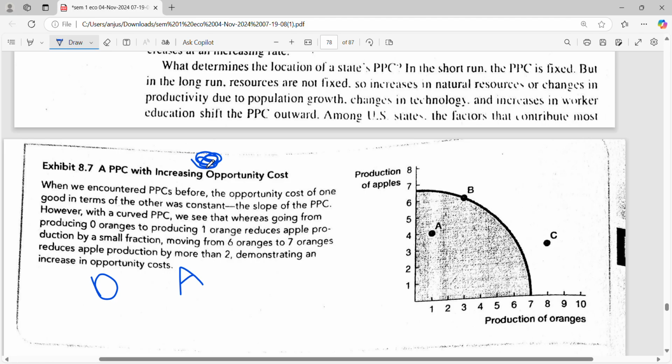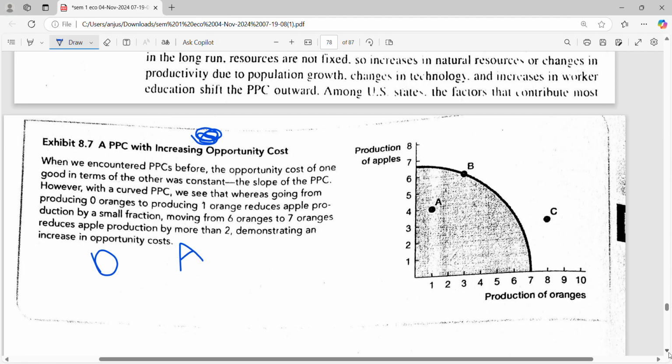So as you move resources increasingly into production of one good, the opportunity cost of doing so increases at an increasing rate, because those resources must not be suiting the production of other goods. Let's say increases in natural resources, the climate can be a reason, changes in the productivity due to population growth, then technology change, increase in workers, or workers' education shift. So these all will shift the PPC outward.